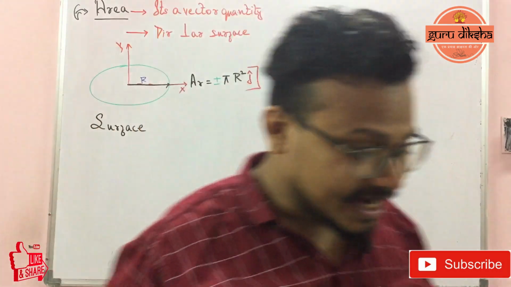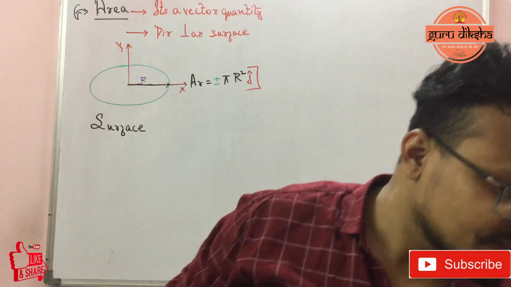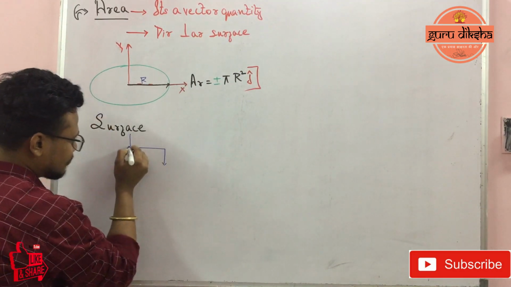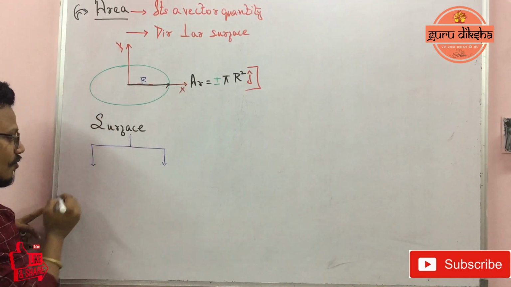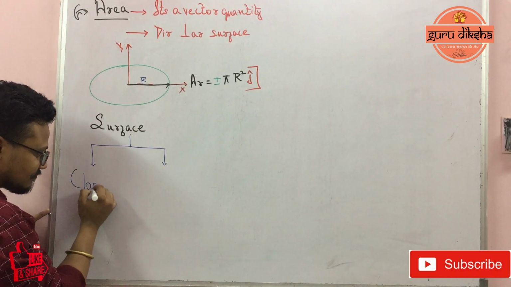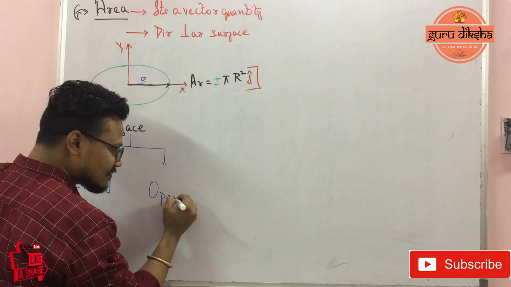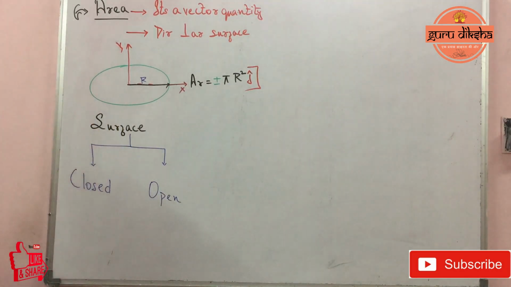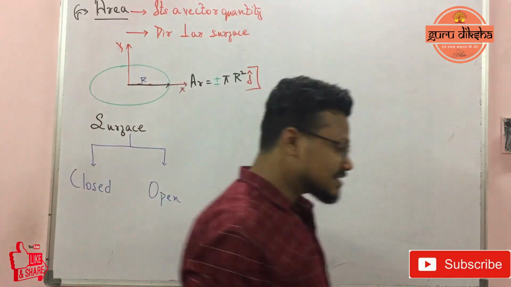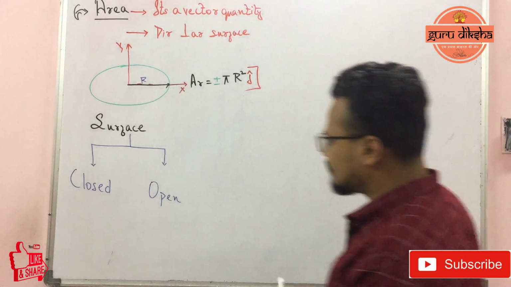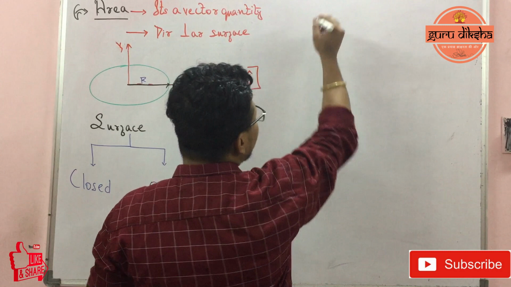Surface means it is of two types. See here, surface is of two types. One is closed surface and one is open surface. Achha, what is a closed surface and what is an open surface? We will see it here.